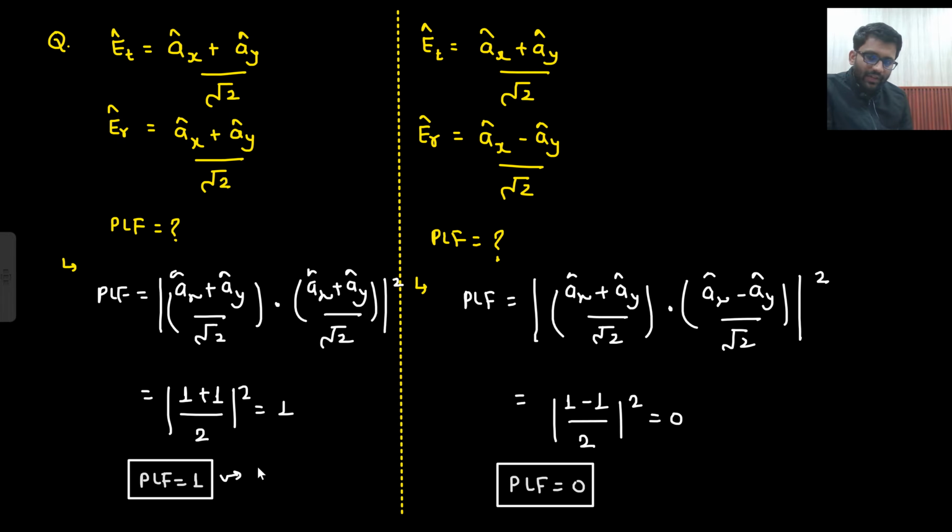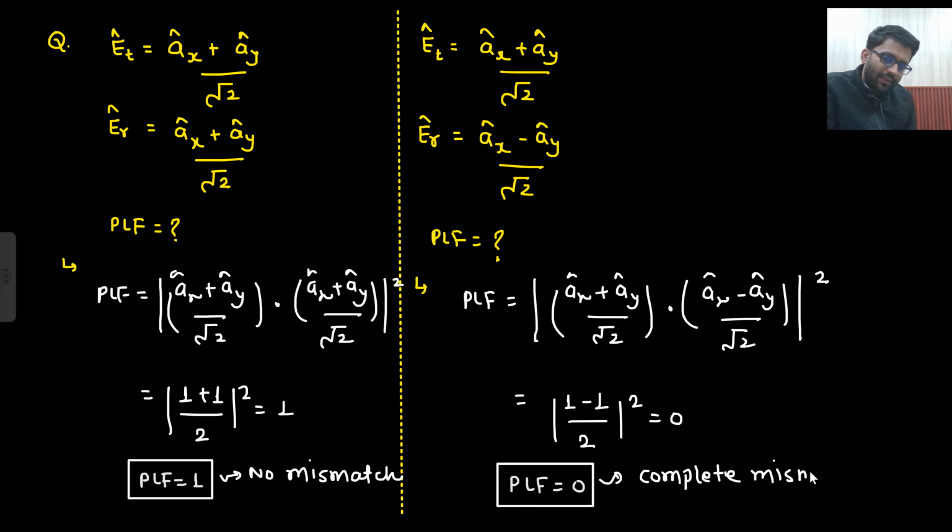So this is known as the condition of no mismatch. And this is the condition of complete mismatch. Okay. So when you get polarization loss factor equal to 1, that is the condition of no mismatch. That means this is what you want. You want your polarization loss factor to be 1. Whatever is transmitted, same is received.